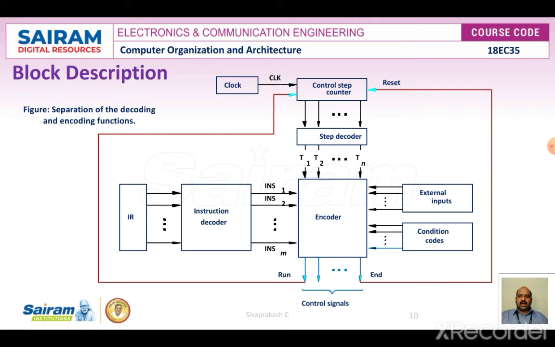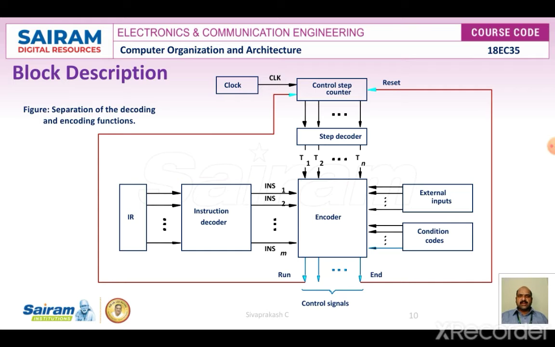In this way the input is processed by the encoder function, which again depends upon the inputs: condition codes, external inputs, step decoder, and instruction decoder. Depending upon all these four inputs, the encoder produces the output. Let us see how it generates the signal for Z-in, or it may be for the end.